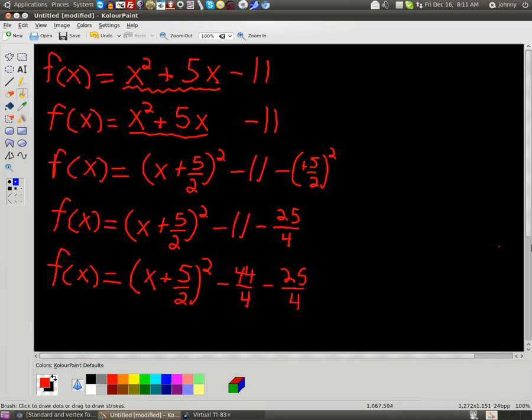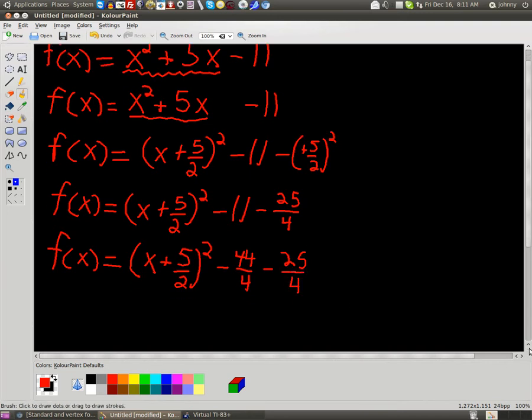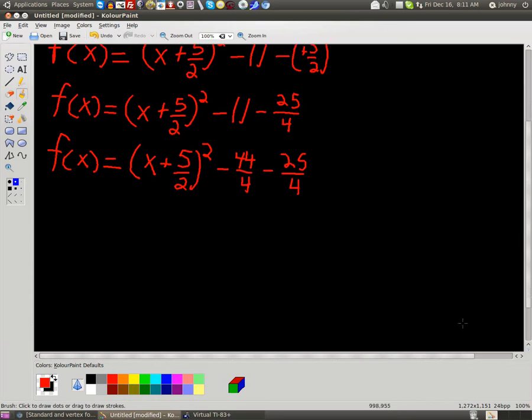Now, I need to just combine these two terms, and I have held up my end of the bargain. I've got everything that I need there, and I will be done with the vertex form of the quadratic. So f of x equals x plus 5 halves, quantity squared, minus 69 over 4. I'm getting better at using just a mouse. Now, I told you that you can actually check this.